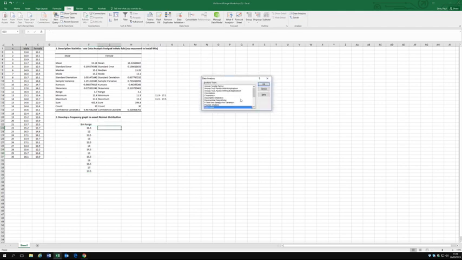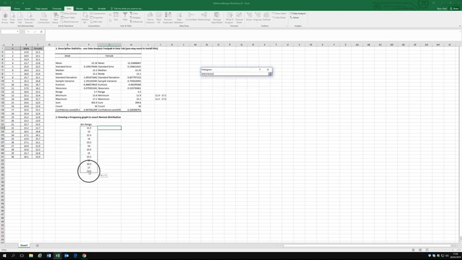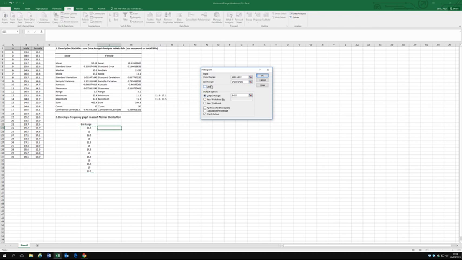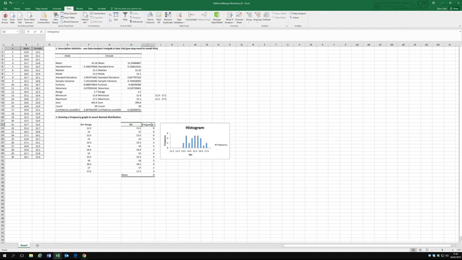I can now use the histogram plot, and the data that I want to select is the male data, and I want to ensure that I select my bin range. I'm not going to include labels because I haven't selected the label of the bin range, and I'm going to place it next to my data set, so next to my bin range. And I want a chart output, so I'm going to click OK. So here's the chart for males. You could just put male frequency distribution.